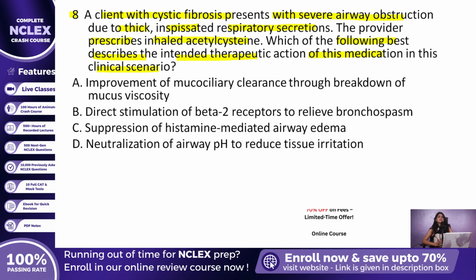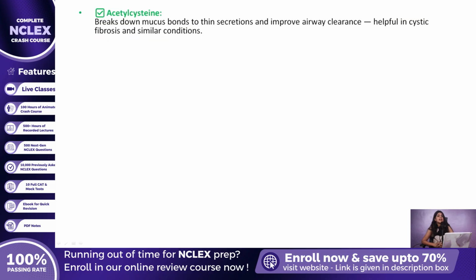The correct answer here is option A, improvement of mucociliary clearance through breakdown of mucus viscosity. Acetylcysteine is a mucolytic, and in this inhaled form, it targets thick respiratory secretions by disrupting the disulfide bonds within mucoproteins. This chemical action reduces the stickiness and thickness of mucus, allowing the cilia in the airways to move the mucus more efficiently and making it easier for the client to cough it up.